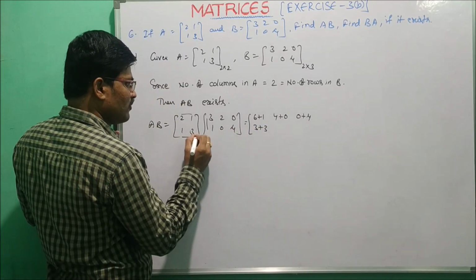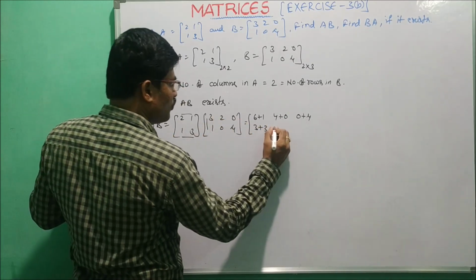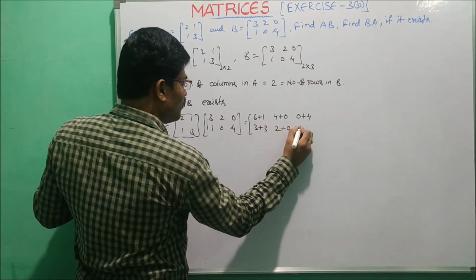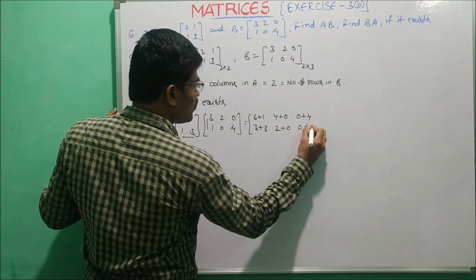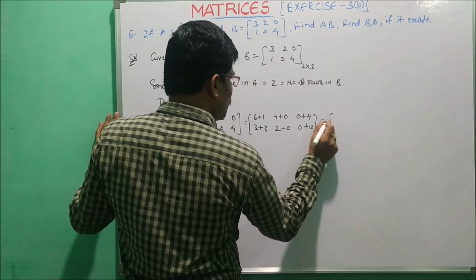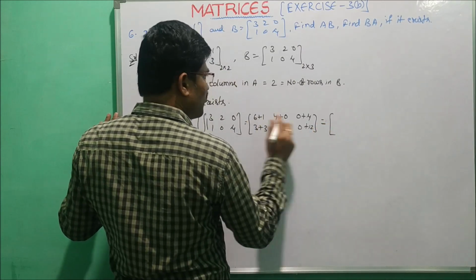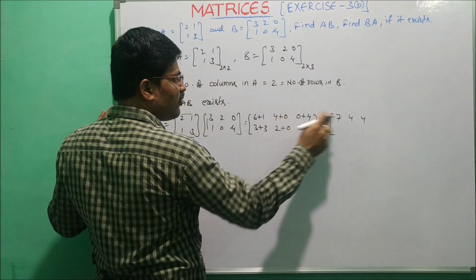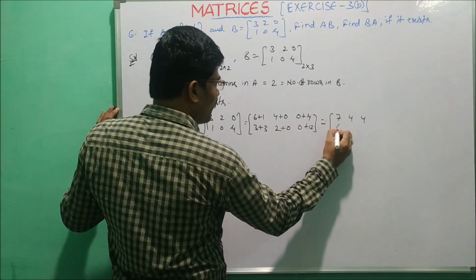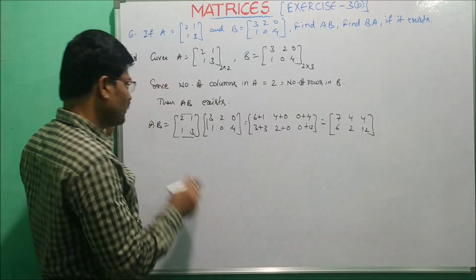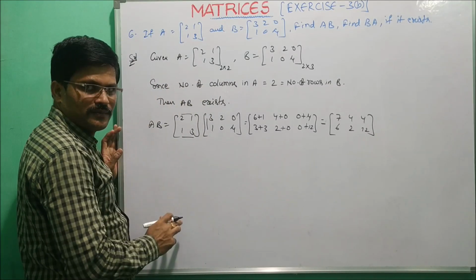Similarly we take second row, second column: 1 into 2, 2 plus 3 into 0, 0. 1 into 0, 0, 3 into 4, 12. Clearly this is equal to 6 plus 1, 7, 4, 4. This is 4 plus 0, 4, 0 plus 4, 4. 3 plus 3, 6, 2, 12. So this is the product AB.